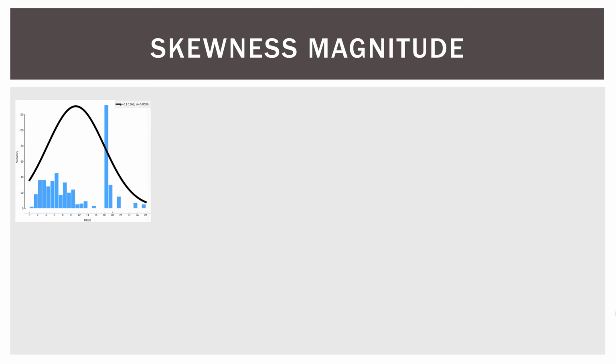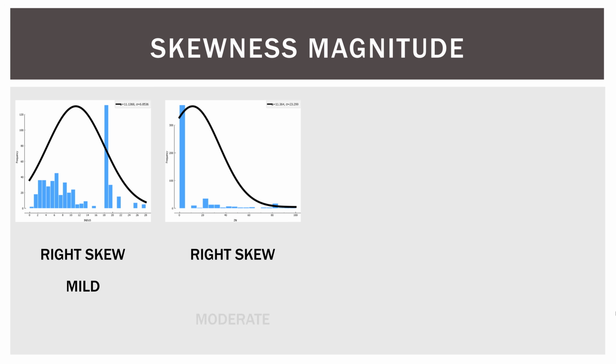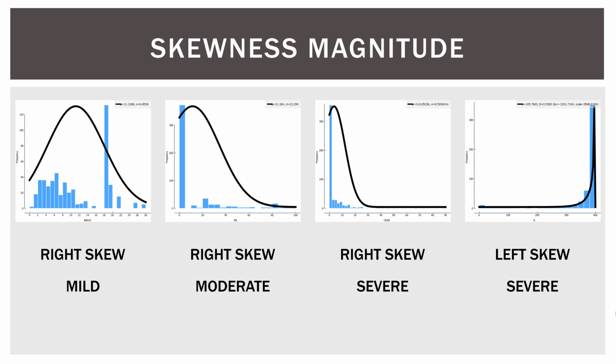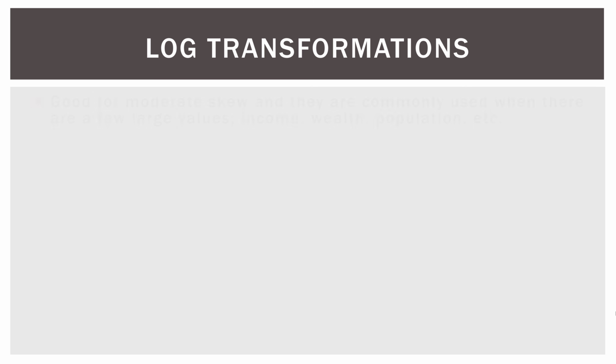And of course, skewness can come in many varieties and many severities. So on the left here, we have right skew that's mild. Then we have right skew that's sort of moderate. Then we have right skew that's severe. And as you can see, as we move to the right, the tail becomes longer to the right. And then we can have the same thing going left. So we could have left skew mild, left skew moderate, and left skew severe, which we can see over here on the right.